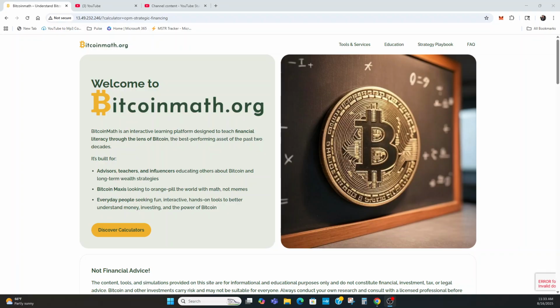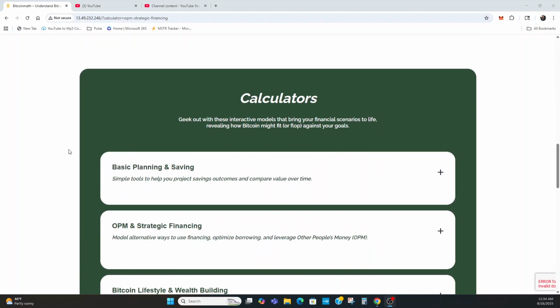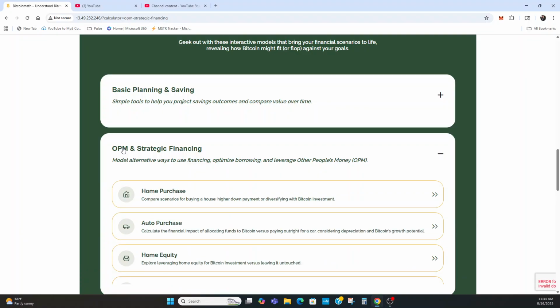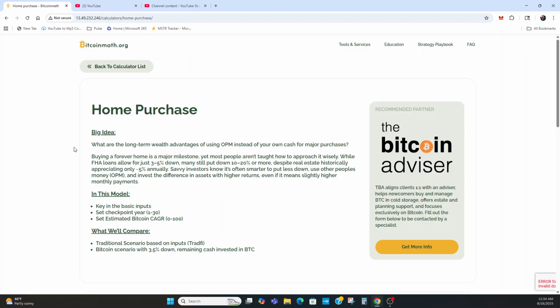So today we're going to run through the home purchase calculator. I want to give you a high level example of how this works and how to use the tool, what all the different outputs mean, and how to really just make sense of everything that's happening within this particular simulation. So down here under OPM and strategic financing, you'll see home purchase. We're going to go ahead and open that calculator up.